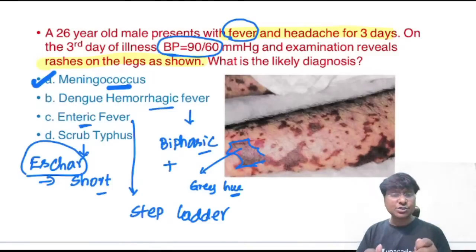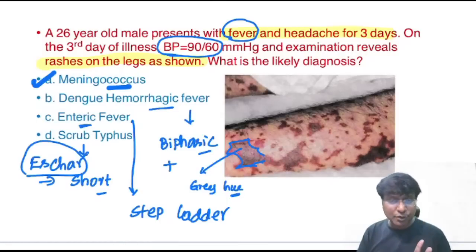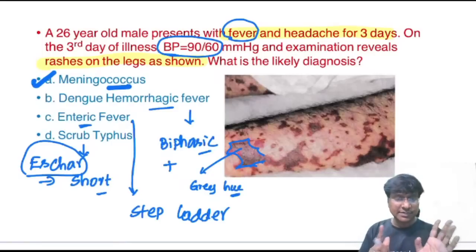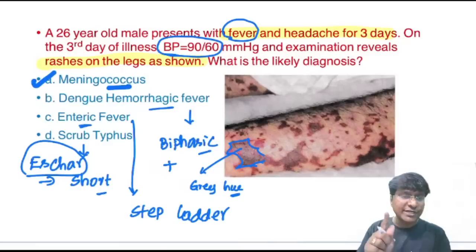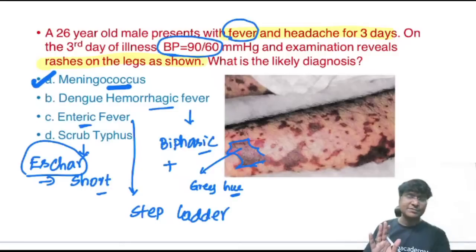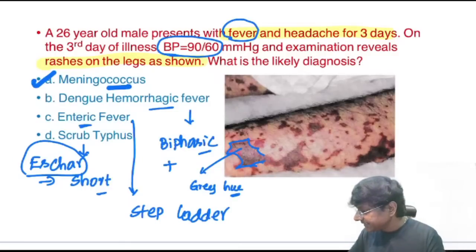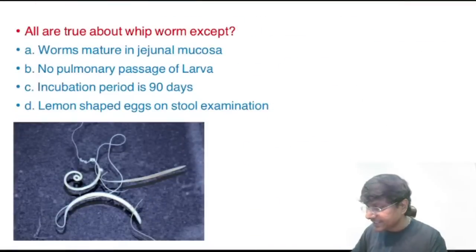But what is the investigation of choice? Whenever you take the CSF, it will be purulent, and you will observe gram-negative intracellular and extracellular diplococci. So it is the CSF analysis that will confirm the diagnosis, that is culture. The complication will be disseminated intravascular coagulation. Drug of choice will be aqueous penicillin G, and the alternative drug will be ceftriaxone.